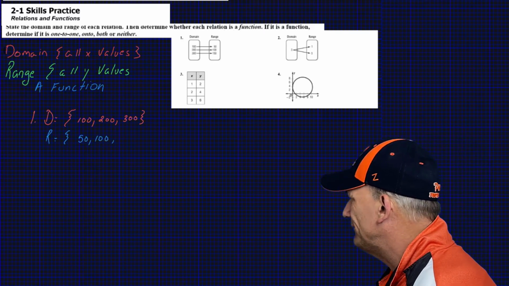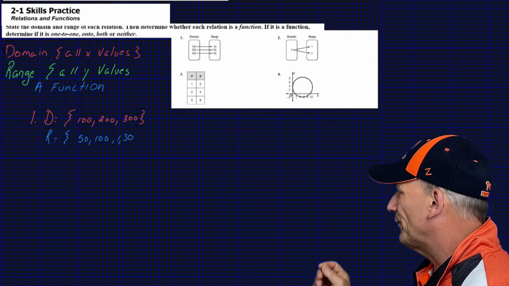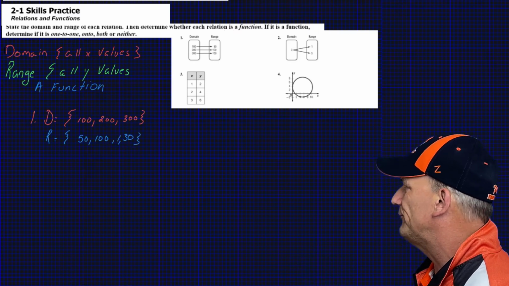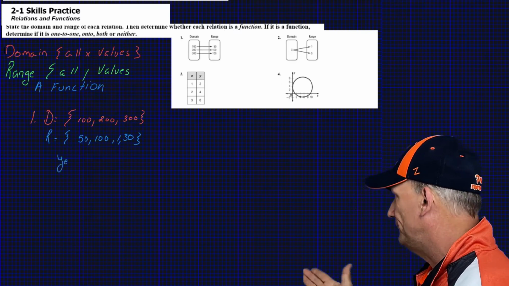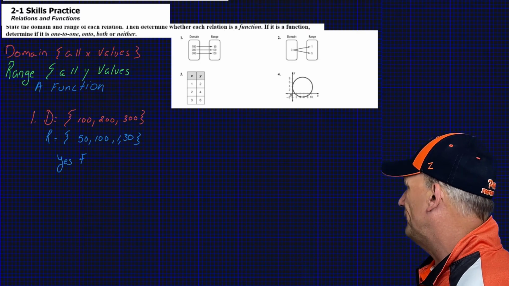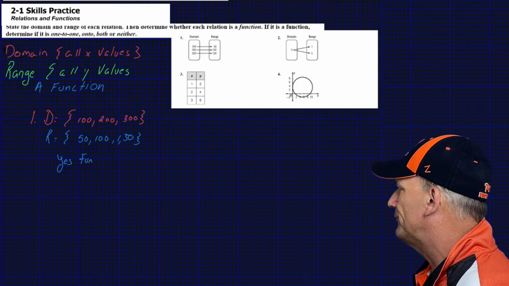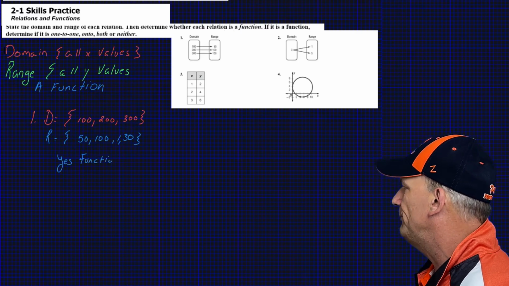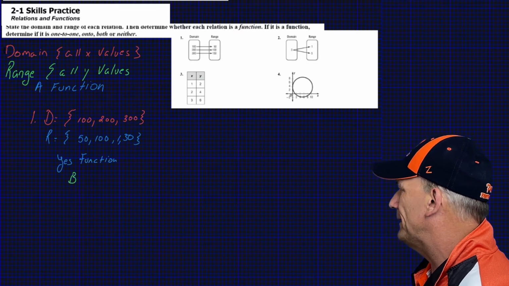So the first one, they give it to you. They set it up where the domain is given to you and the range is given to you. But normally you would see x on the left side and the y on the right side. So if the domain is all the x values, well then 100, 200, 300, that's your domain. And the range would be 50, 100, and 150, my bad.